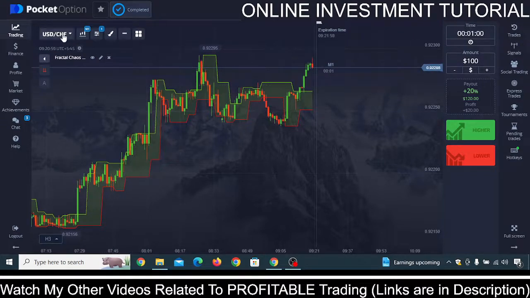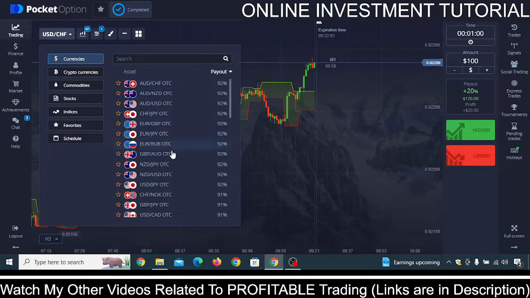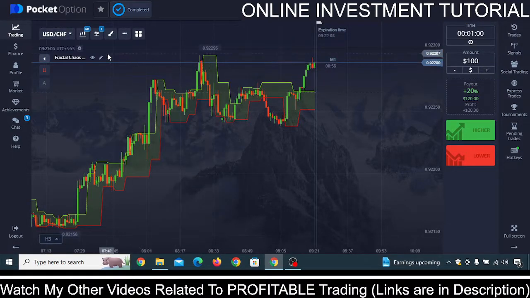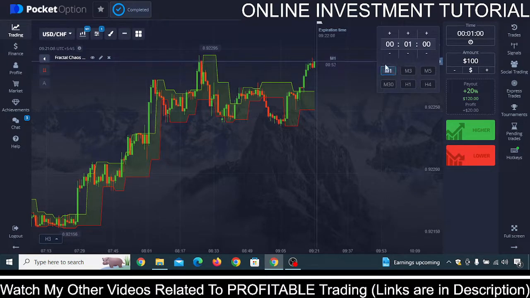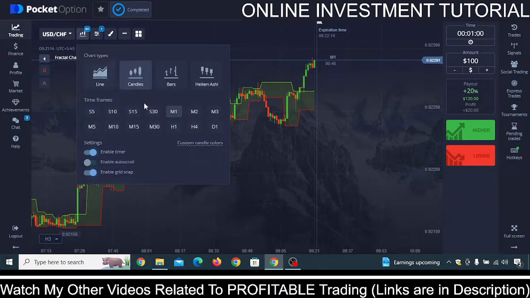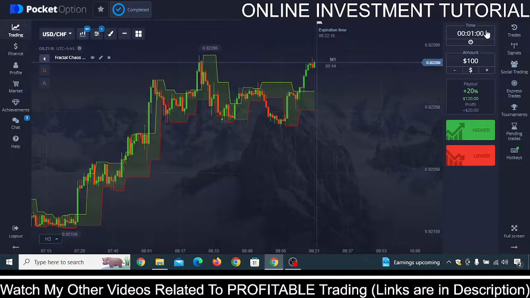So firstly, you need to select the currency pair where you want to make trade, okay? And then select the time frame that you want to trade. I would suggest you to trade on 1 minute time frame. Similarly, this candle should be of 1 minute, and then decide the amount that you want to invest.